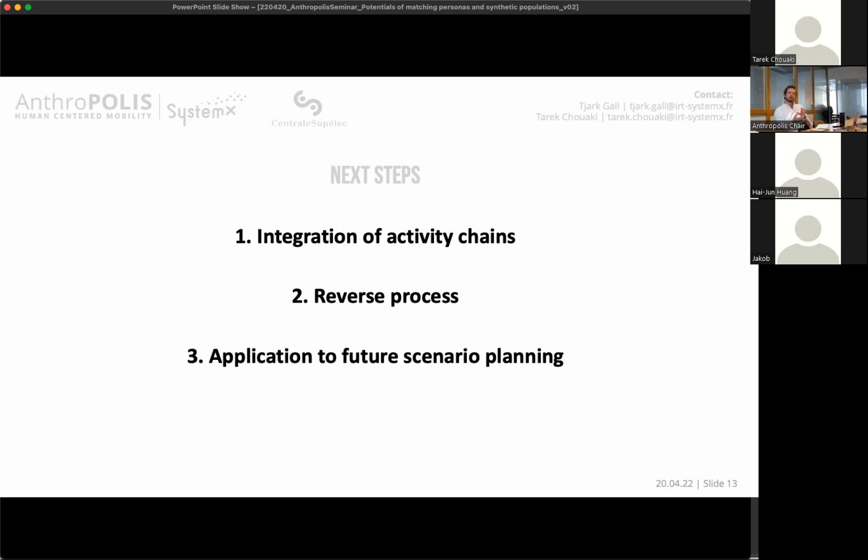Then is the reversing of the process. I will explain that further as well, but it's about not starting with the synthetic population and moving towards the personas, but using the personas in order to supplement the process of developing synthetic populations. And then finally, the application to future scenario planning. So this is our broader scope of work, let's say, and how we can do that between different disciplines, between the design discipline and simulation and so on.